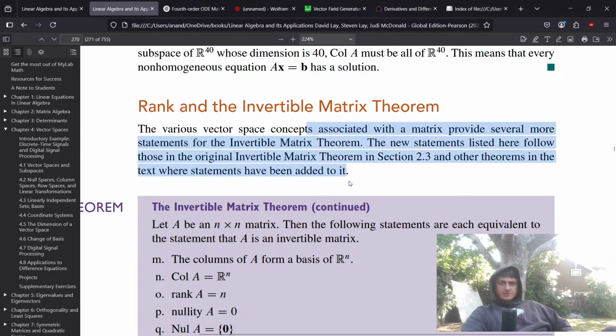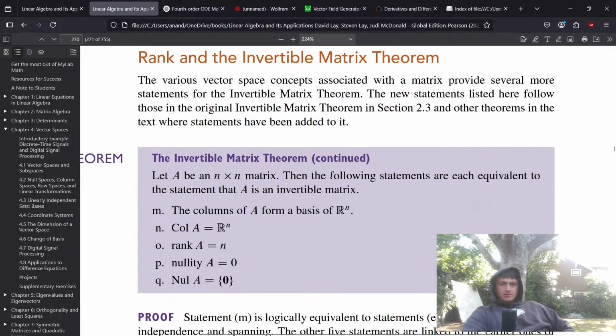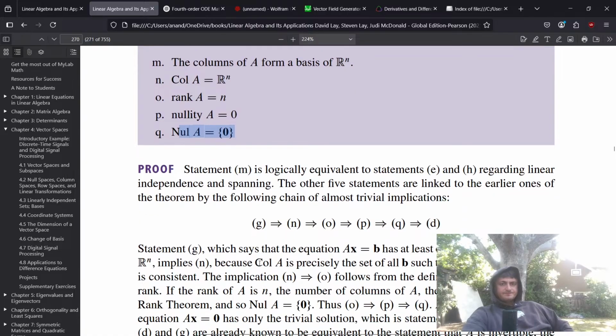Okay, the invertible matrix, the various vector space concepts associated with the matrix. All right, so it's n by n, and all of the following are equivalent to the statement that A is invertible. The columns of A form a basis of Rn. The column space of A is equal to Rn. The rank of A is equal to n. The nullity is equal to 0, and the null space is just the 0 vector space.